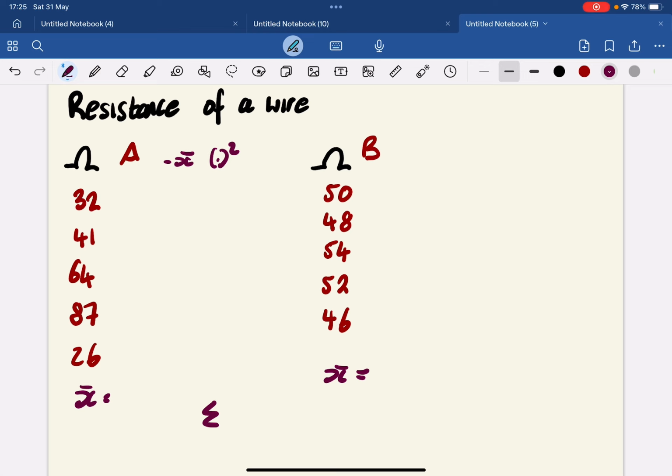Then it'd be n take away 1. There are 5 sets of results here, so 5 take away 1 is going to be 4. So n take away 1 is going to be 4. Have a go at doing that on your calculator. Take your time, double check it, and then look at the spread of those results. So pause the video now to have a go.